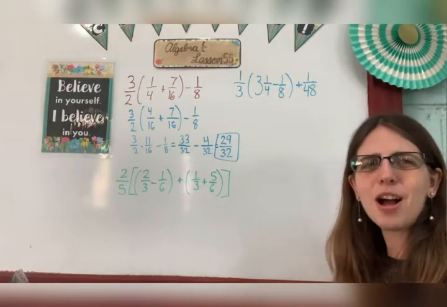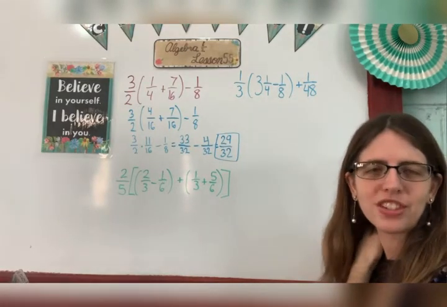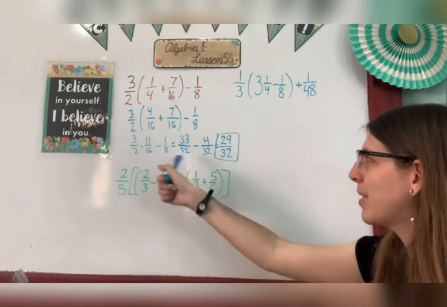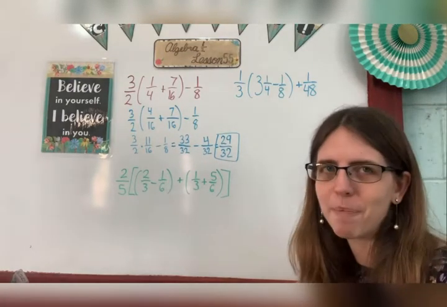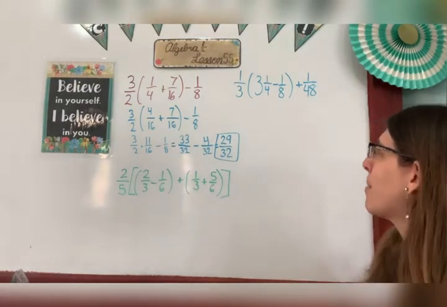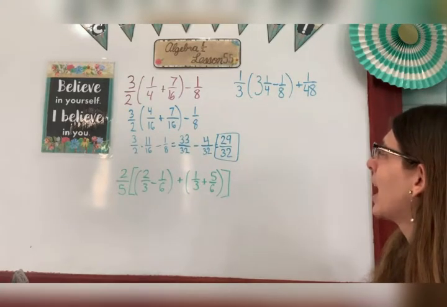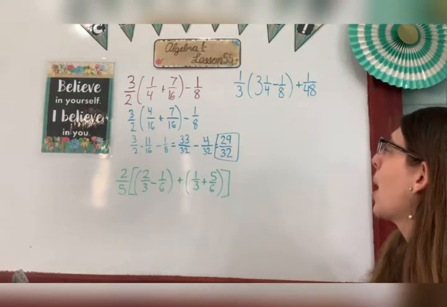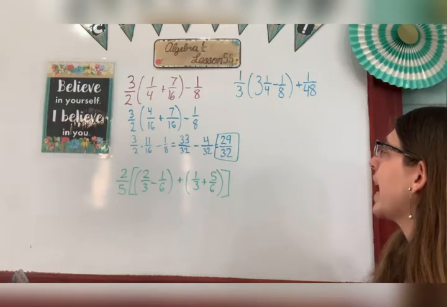Okay, so it's not complicated, it's just a couple extra steps because you've got fractions and the denominators have to be the same to add or subtract them. Okay, let's try this one. 1/3 times (3 1/4 minus 1/8) plus 1 over 48.